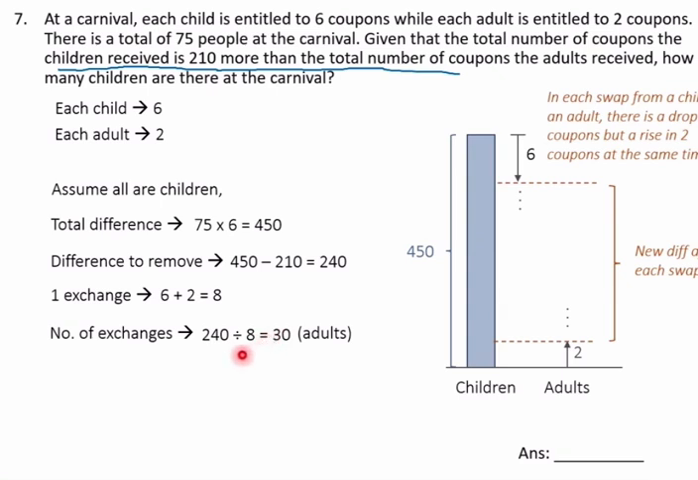Now read the question again. How many children at the carnival? So this is only adults, we don't stop there. Number of children, how to do? Remember you have a total of 75 people. So you just need to use your 75 people minus away the 30 adults.